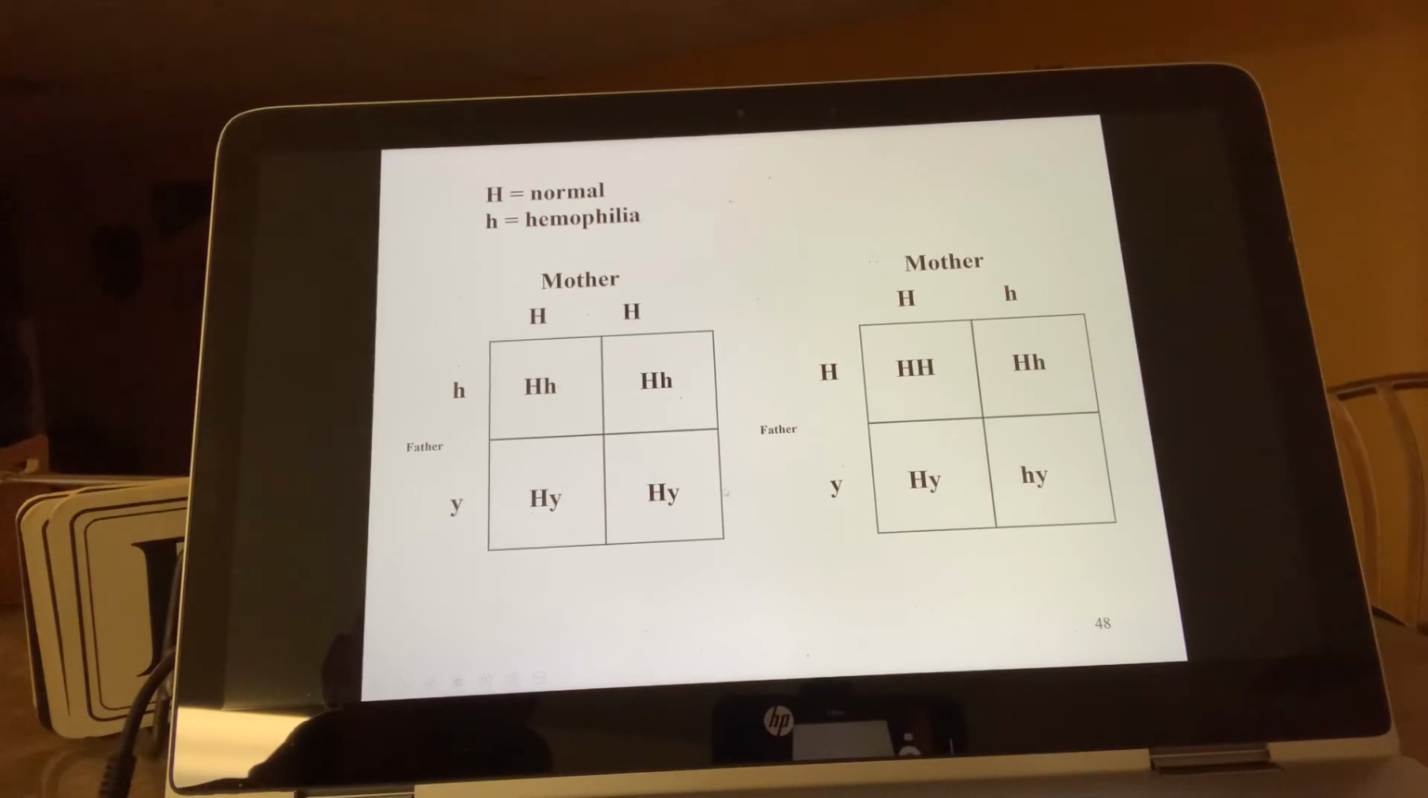These two boxes represent their sons. These two boxes represent their daughters. So in this situation, what you see is that all of their daughters are not going to be hemophiliacs, but they're all going to be carriers that can pass the disease on to the next generation. All of their sons, because their sons are going to get his Y chromosome and the mother's normal X chromosomes, are going to be normal. So the sons will be normal.